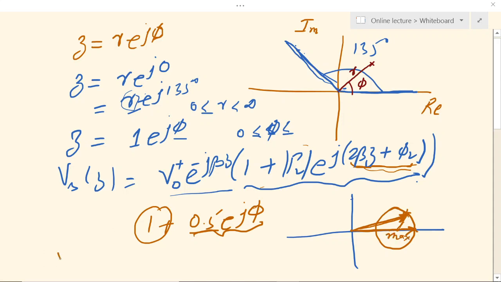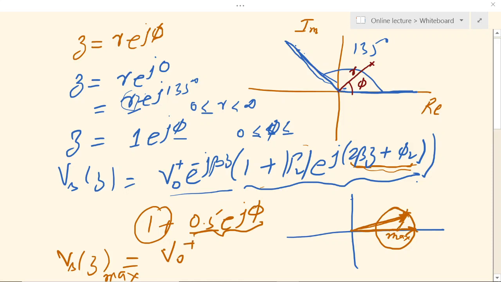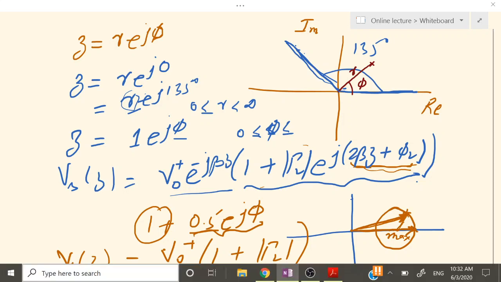So what is the maximum value of V as Z? The magnitude will be maximum when this is maximum. This will be fixed. This is V naught plus. The maximum value will be V maximum. You will have V naught plus this. The magnitude of this one is V naught plus, and the magnitude of this one is here, where you are getting a maximum. So it will be 1 plus gamma L, because this will become 0. So these two will be added in magnitude.